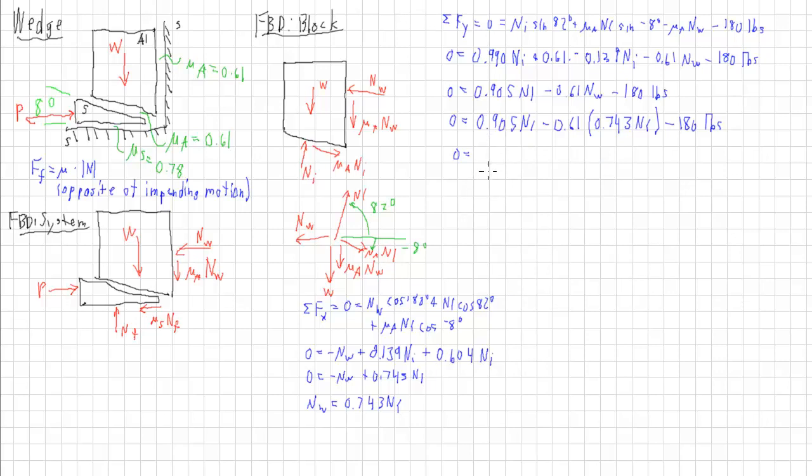Zero equals 0.452 Ni minus 180 pounds. So all we had to do is put 180 pounds on the other side and divide through by 0.452, and we get Ni equals 398.4 pounds.